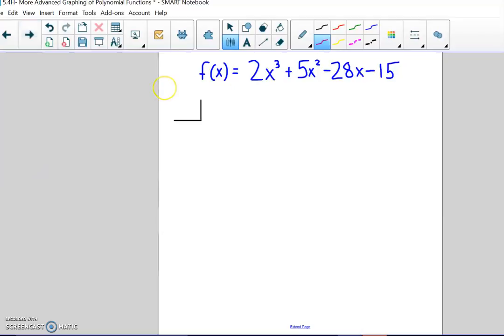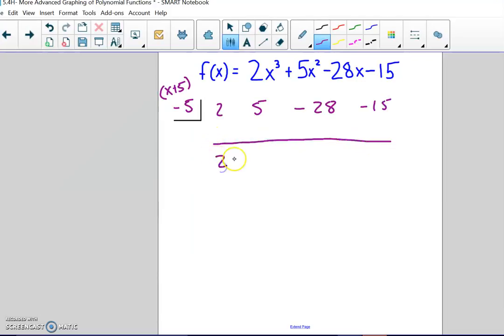Now, I'm going to come over here and make a little note so I don't forget what I'm doing. But I'm literally going to take this function and divide it by x plus 5. Now if we're using synthetic division, we're going to put a negative 5 in the box right here, and then across the top we'll go 2, 5, negative 28, negative 15, and let's see what happens if we try to divide these.